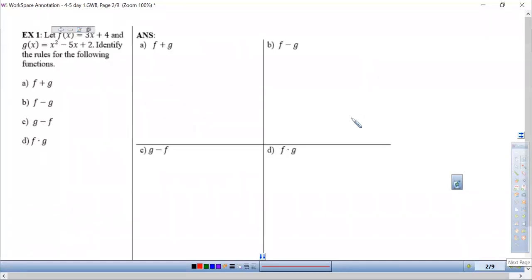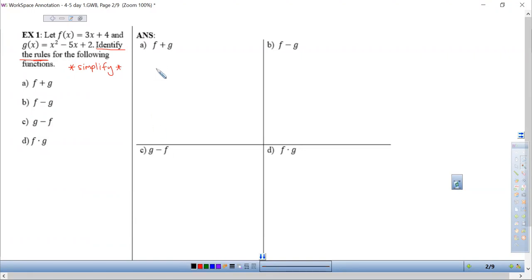We have two different functions. We have f of x, which is 3x plus 4, and g of x, which is x squared minus 5x plus 2. We're identifying the rules for the following functions. One thing to note is that when it says identify the rules, that really means I'm going to perform the operation and simplify. My answer needs to be completely simplified in order for this problem to be completed.